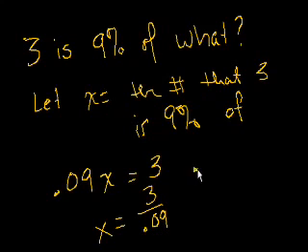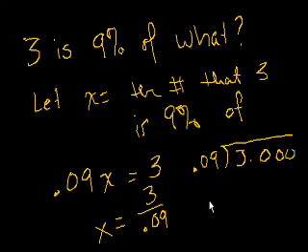Well, if we do the decimal division, 0.09 goes into 3. Let's put a decimal point here. I don't know how many zeros I'm going to need. So if I move this decimal over to the right twice, then I'll move this decimal over to the right twice. So 0.09 goes into 3 the same number of times that 9 goes into 300. So 9 goes into 30 3 times. 3 times 9 is 27.